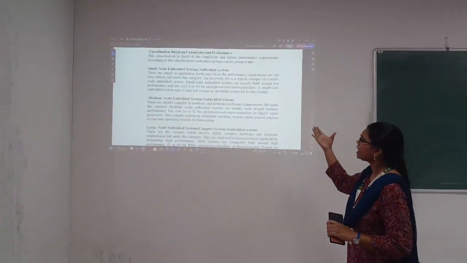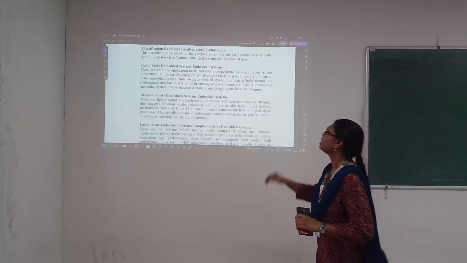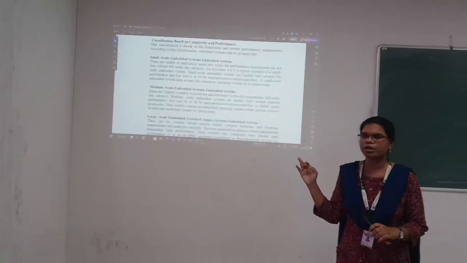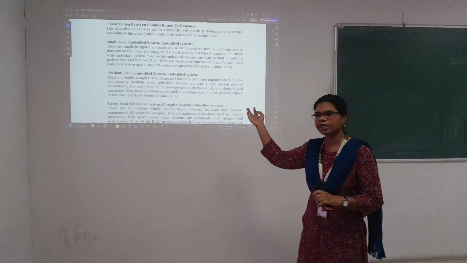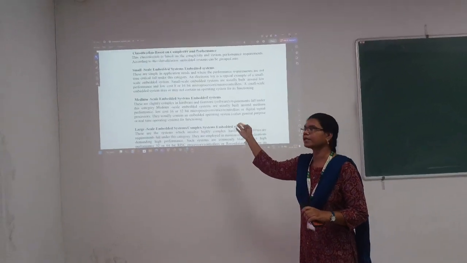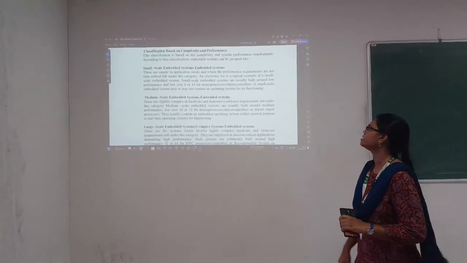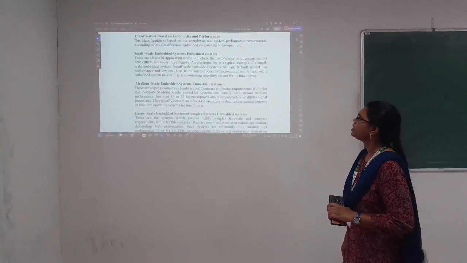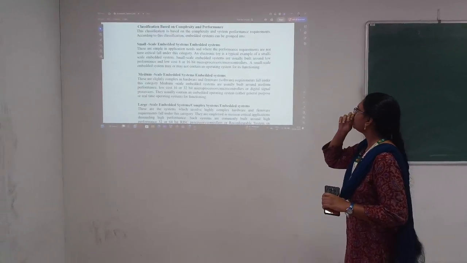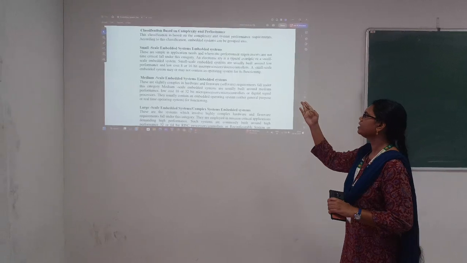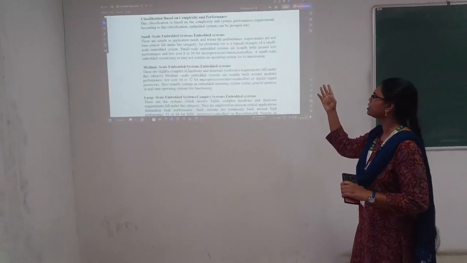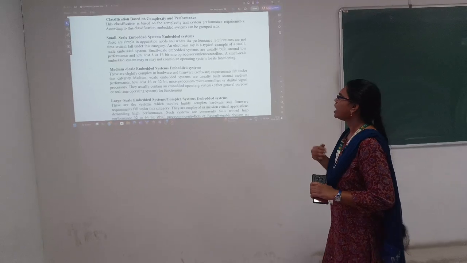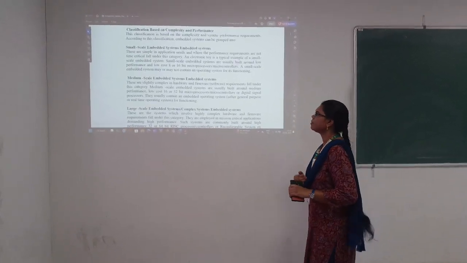So here the applications are simple and the performance requirements are not time critical. What does not time critical mean? Here the missing of deadlines can happen in the case of small scale embedded systems. Okay, here the example is an electronic toy. It is built around low performance, and we are using a microprocessor or microcontroller which is 8-bit or 16-bit.